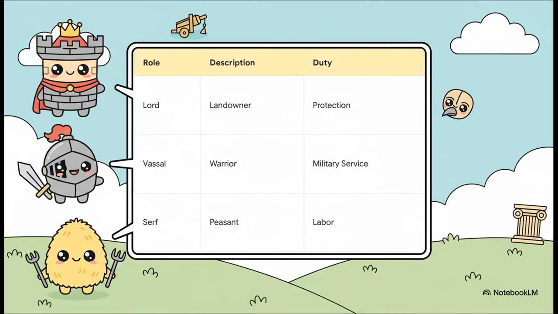And this created an incredibly rigid social pyramid. You had the lord at the top, who owned the land, then his vassals, the knights, who provided the muscle, and at the very bottom you had the serfs, the peasants who worked the land. Everybody knew their place, and there was almost zero chance of moving up.